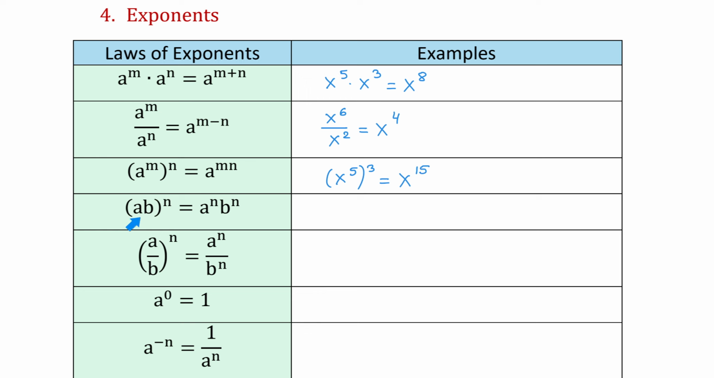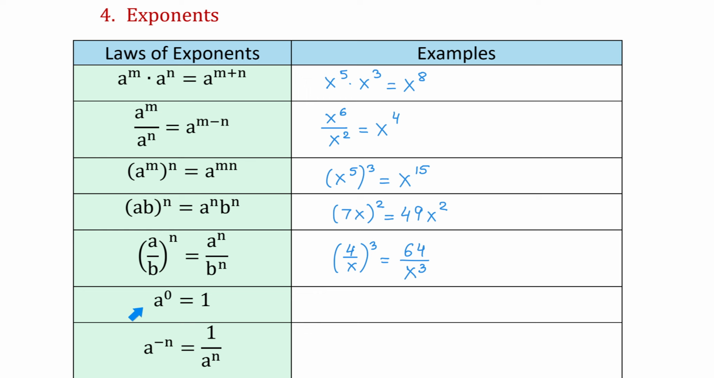Next, if we raise a product to an exponent, we need to raise each factor to that exponent. For example, 7x to the second power equals 7 to the second power, which is 49, and then x squared. If we raise a fraction to an exponent, then we need to raise the numerator to that exponent and then the denominator to the same exponent. For example, 4 over x cubed equals 4 cubed, which is 64, over x cubed.